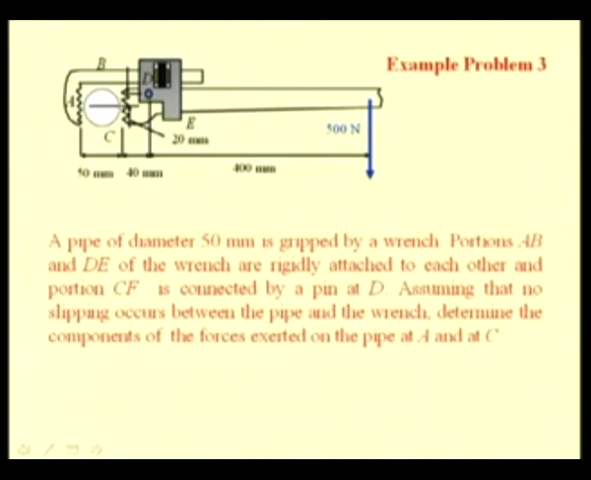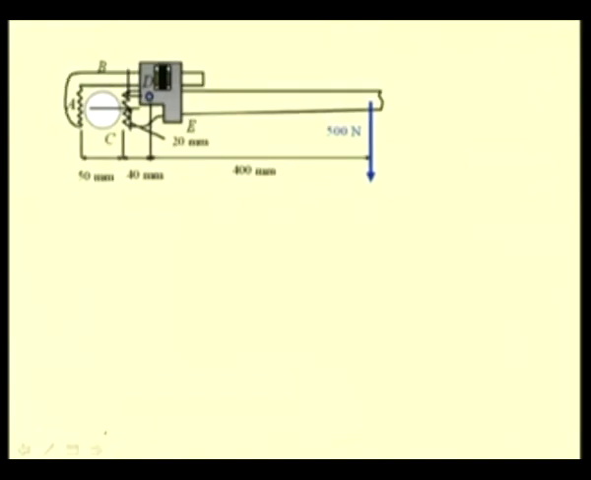So, let us consider the structure of the constituent members. Here we see that one of the members of this machine tool is A, B, D, and the other member is C, D, E, say F. Let us say F is the point where the plumber applies the load. So, these two are the constituent members of this wrench connected by a pin at D.